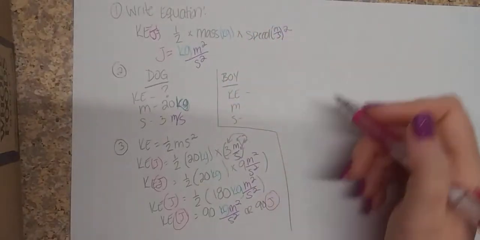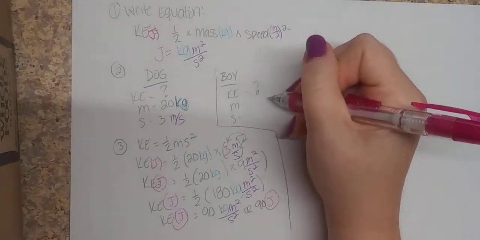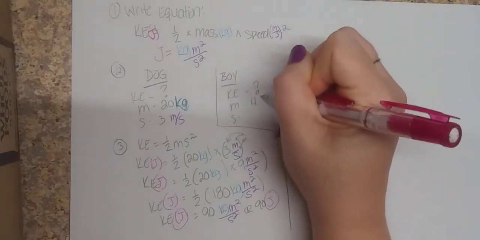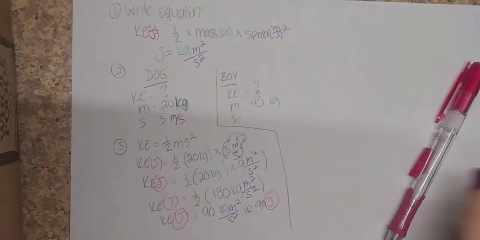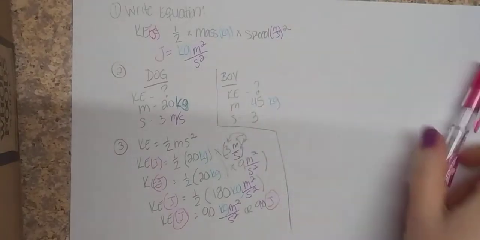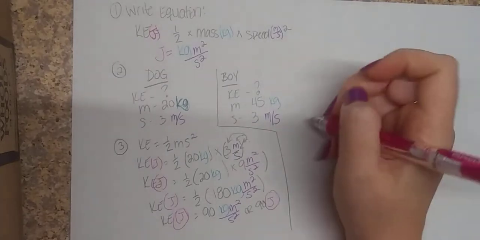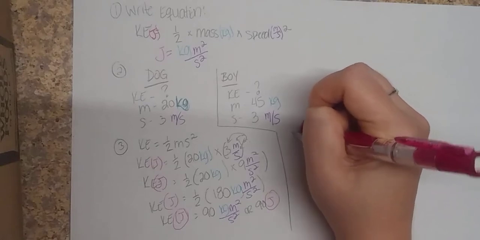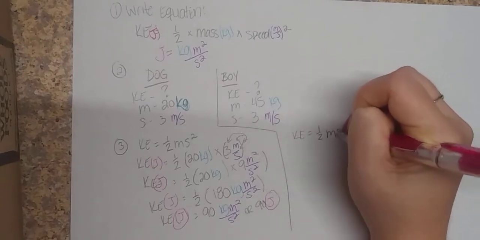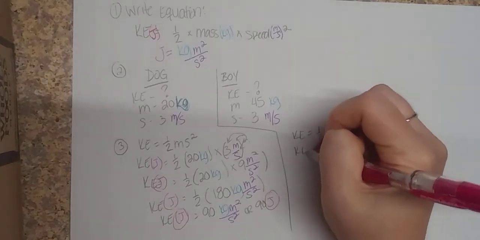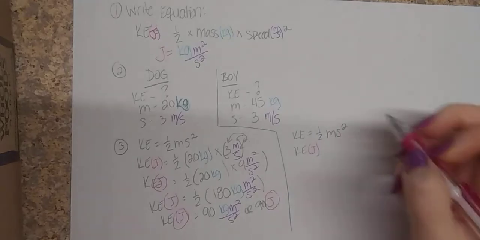So now we're going to do the boy. The boy, his kinetic energy we're looking for. The mass, we're going to make it bigger. It's 45 kilograms. The speed is going to be the same, 3 meters per second. So we're going to plug them into the same equation. KE is equal to 1/2 mass speed squared. Kinetic energy is an energy, so it's measured in joules.